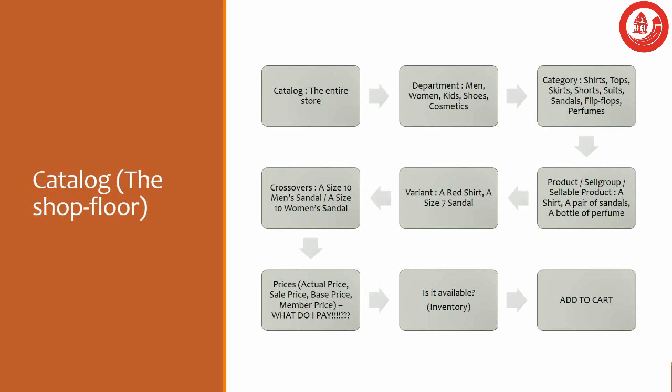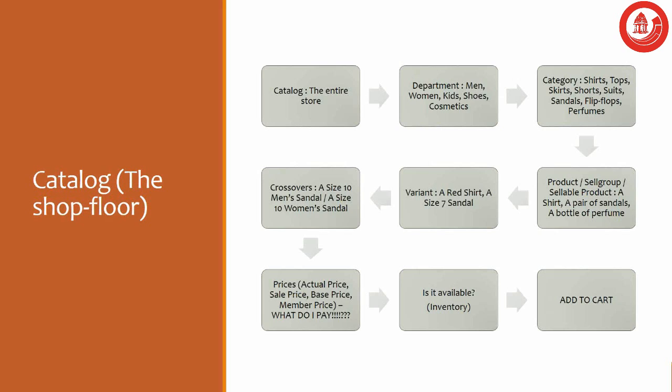So imagine you are walking into the store, and then think of the word catalog. Catalog means the entire store. Whatever is in the store is what catalog is. So what the store has. When you enter a store, it has departments like men, women, kids, shoes, cosmetics, etc. So those are called departments.